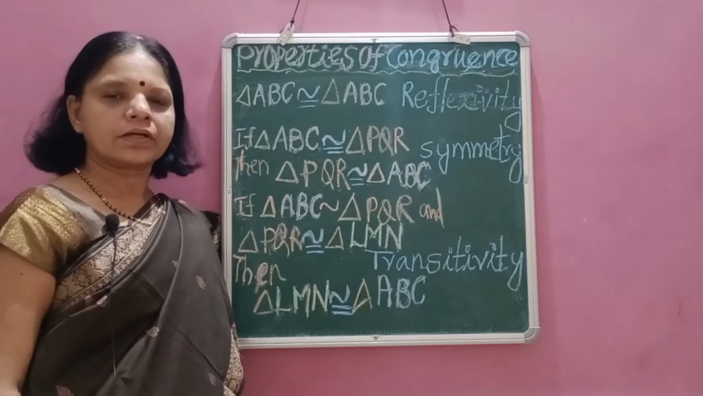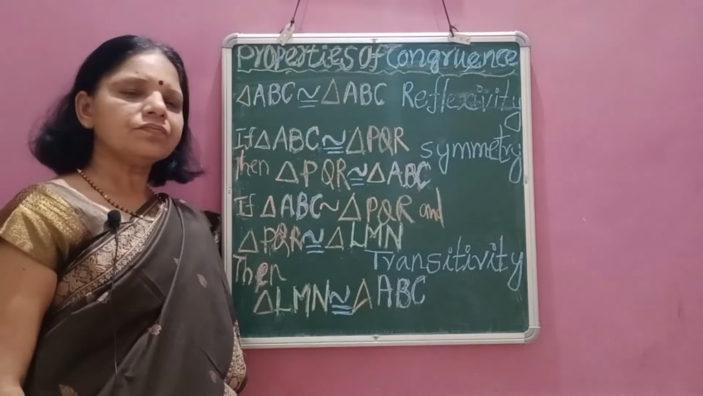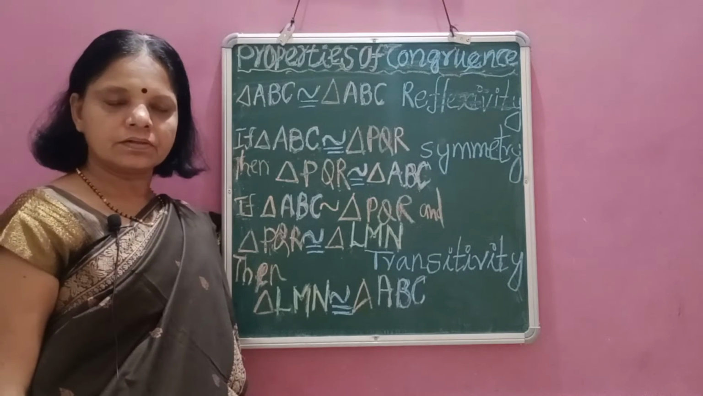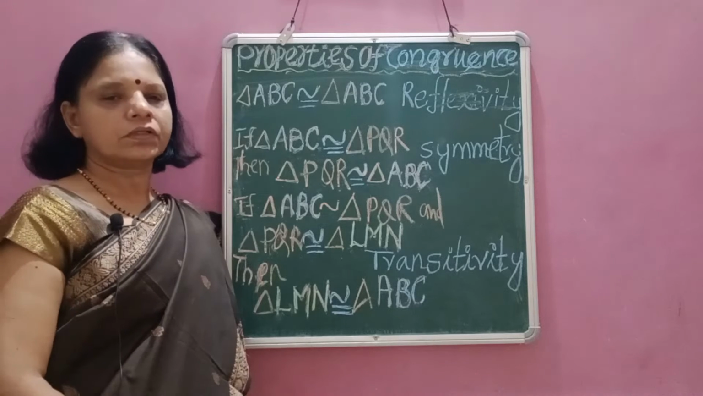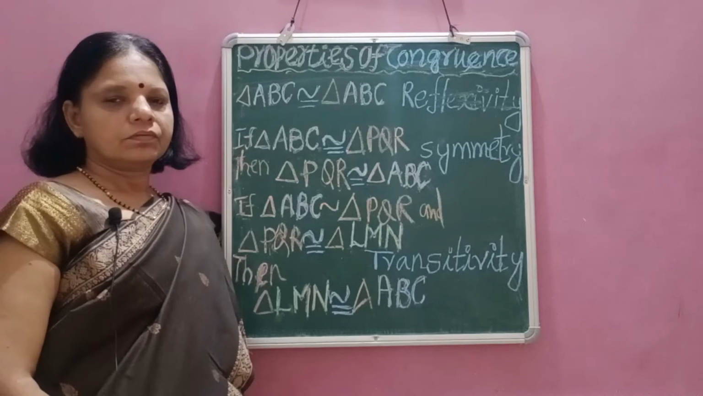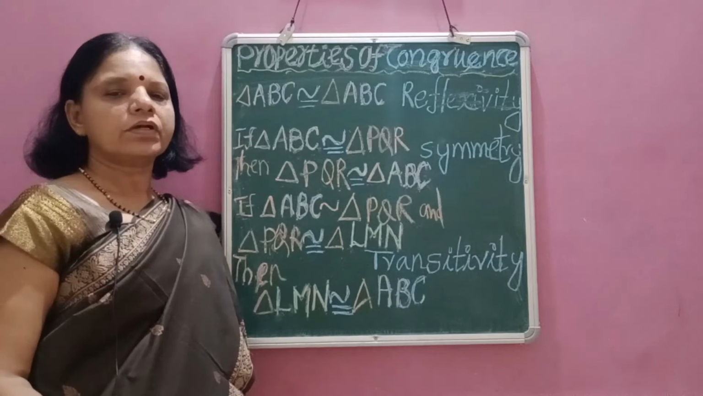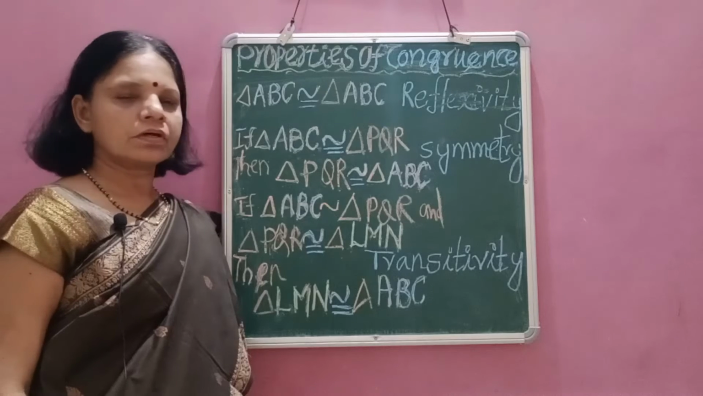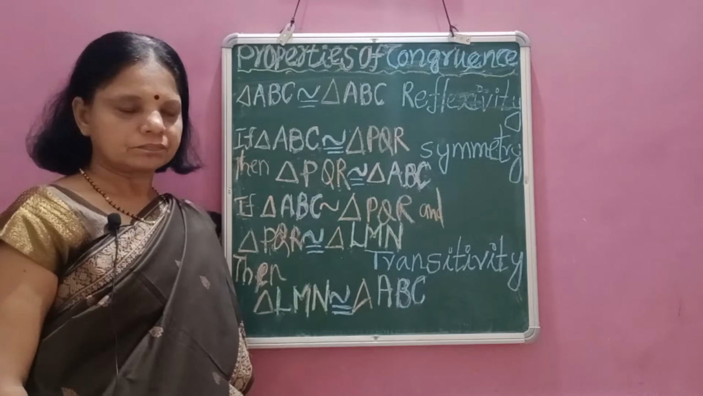Next one. If triangle ABC is congruent to triangle PQR, then triangle PQR is congruent to triangle ABC. Here there are two triangles. What is given? If a triangle is congruent to a second triangle, then the second triangle is congruent to the first. Two congruent triangles are congruent to each other. This property is known as the property of symmetry.